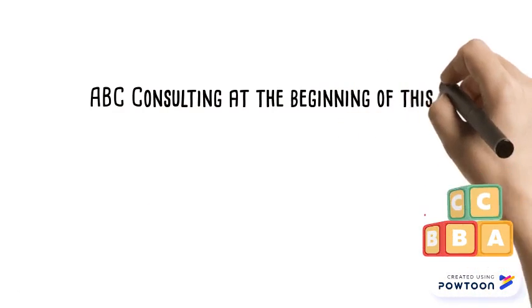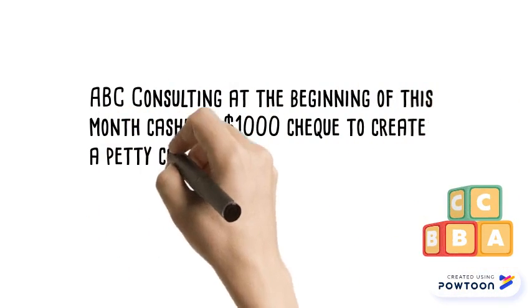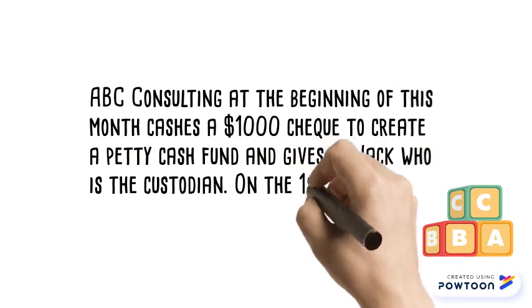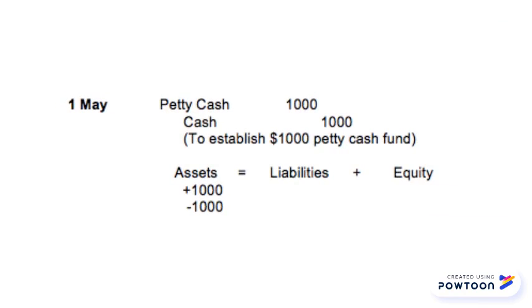ABC Consulting at the beginning of this month cashes a $1,000 check to create a petty cash fund and gives it to Jack, who is a custodian. On the 1st of May, ABC would make the following entry. This entry is increasing petty cash and decreasing cash. The key point is that there is no change in total assets. The $1,000 has just been designated to establish the petty cash fund.